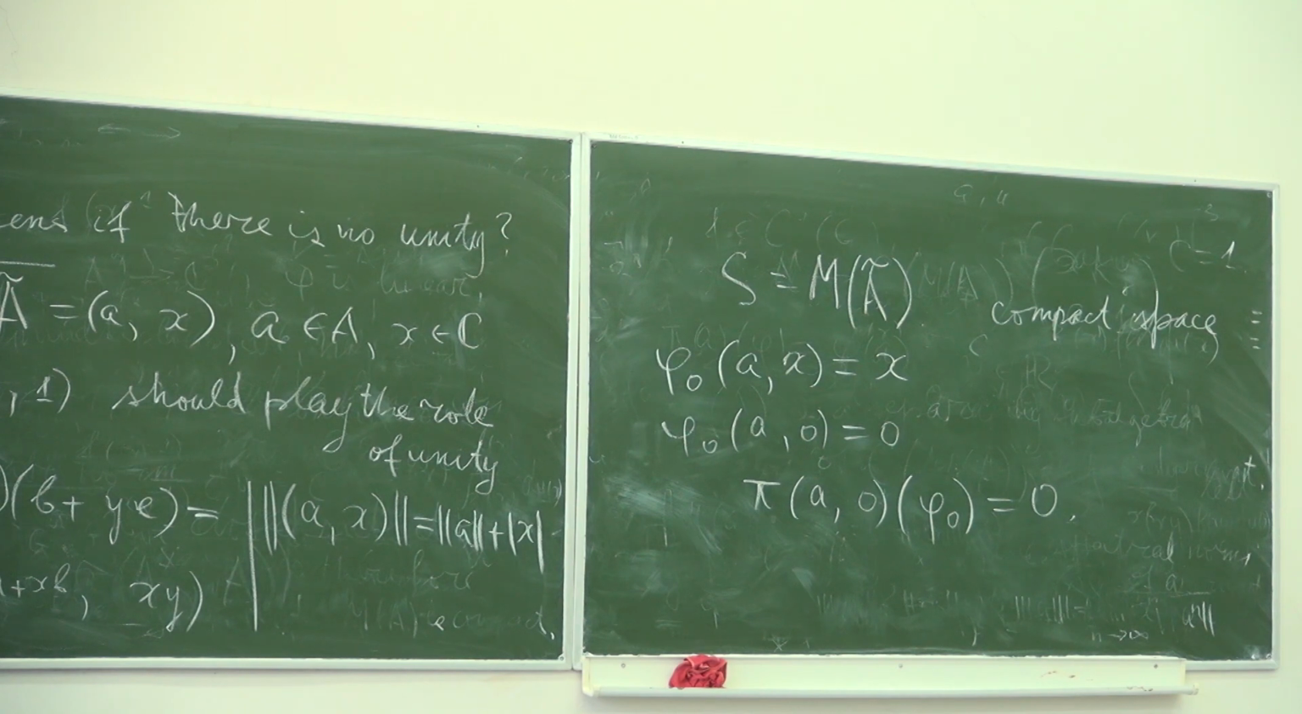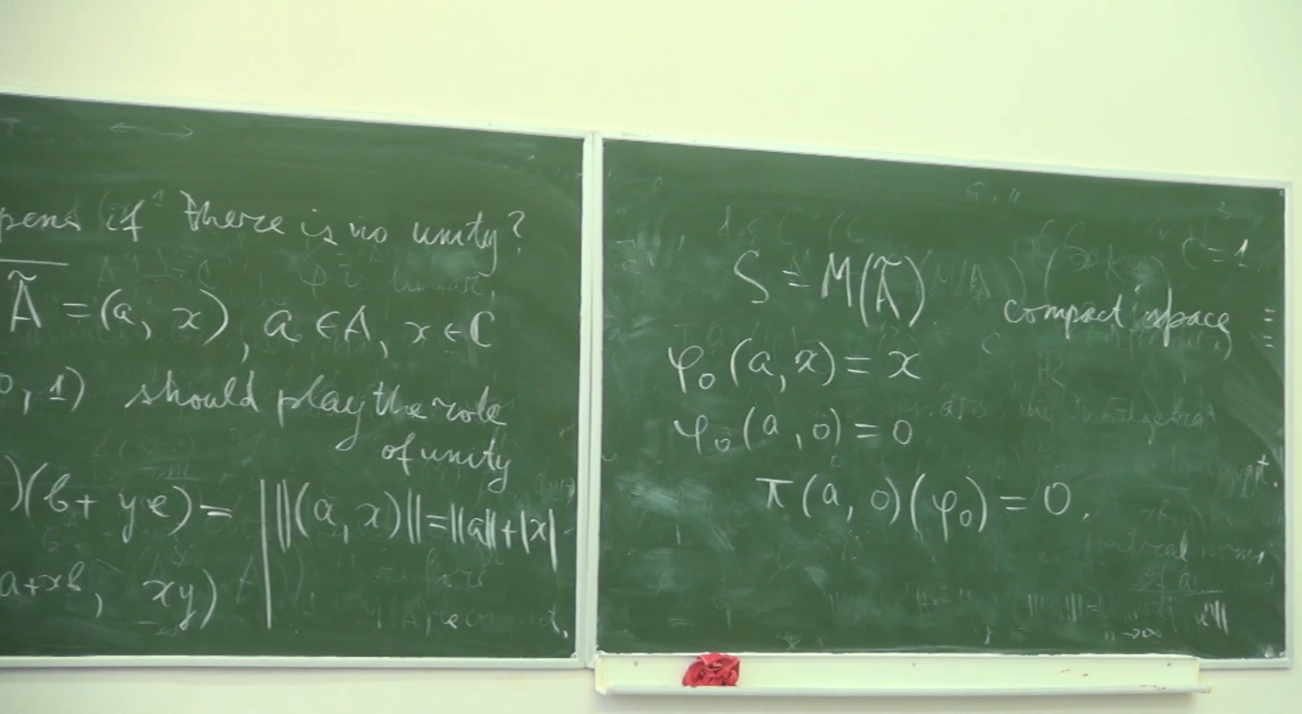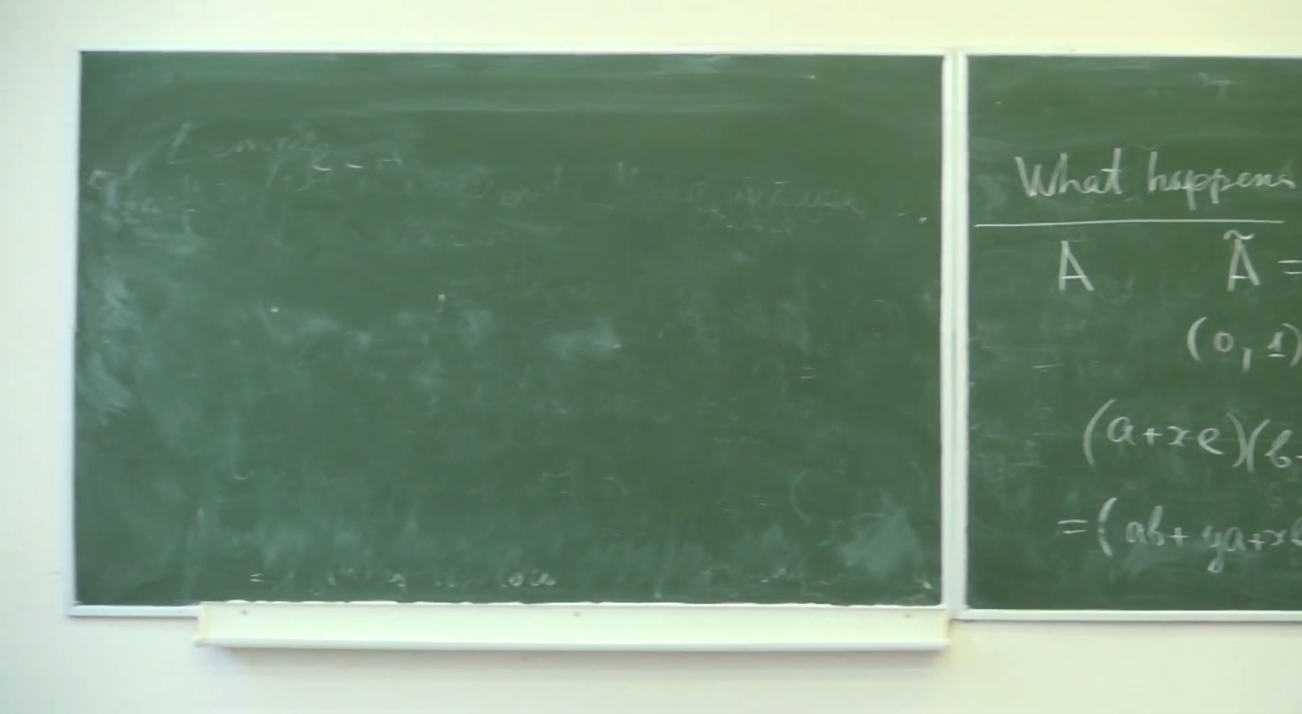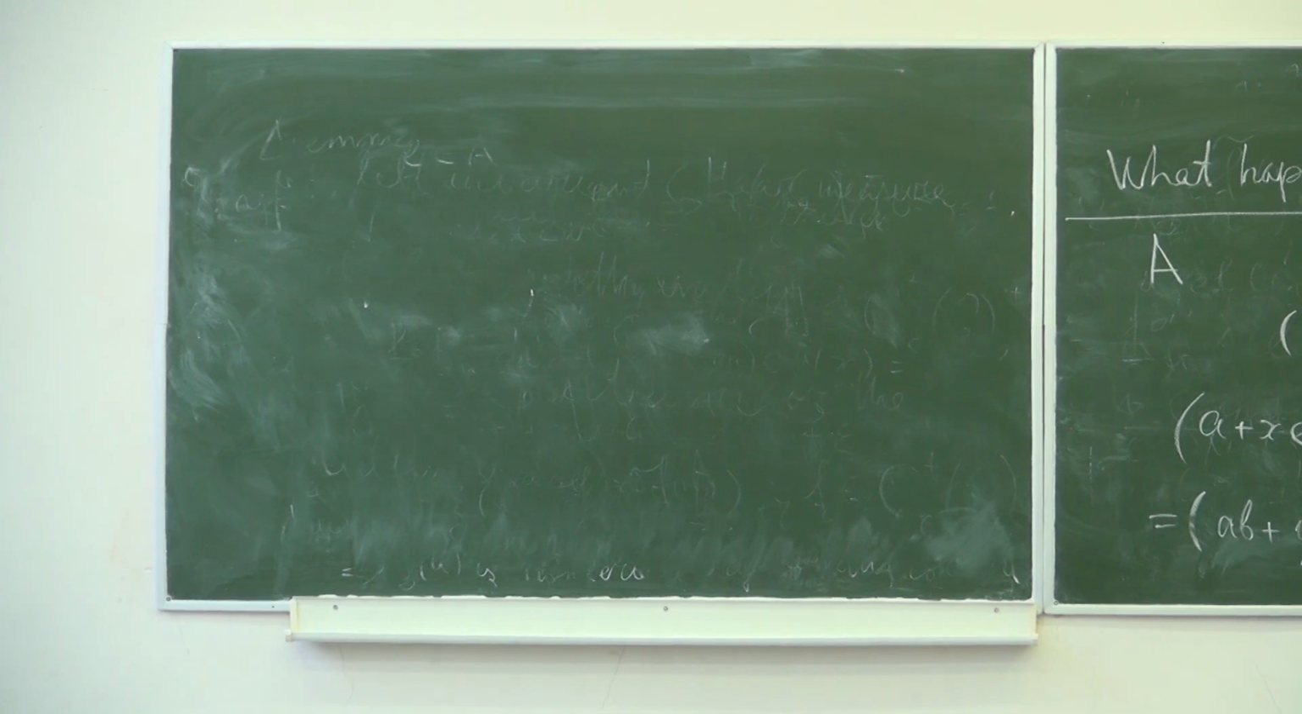So this Gelfand theory can be applied to non-unital algebras, and everything goes very smoothly. The only difference is that the spectrum becomes only locally compact, not compact.